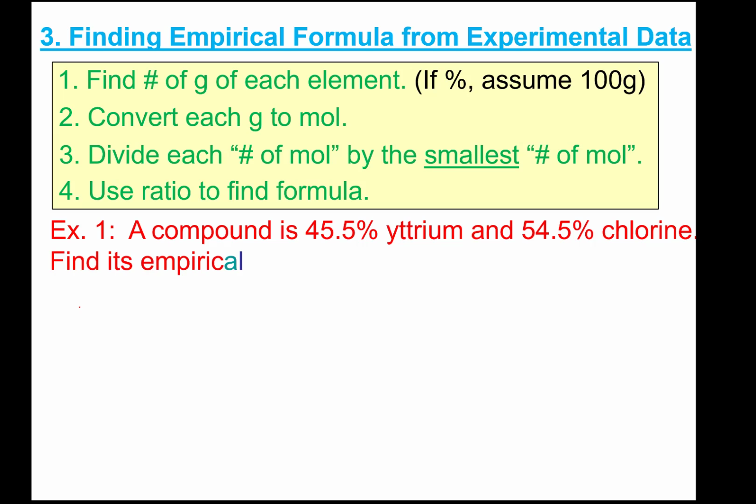Here's our example. A compound is 45.5% yttrium, 54.5% chlorine. Find its empirical formula. So first step is find the number of grams of each. We're given percentages. So obviously 45.5 and 54.5 add up to 100%. So we can just change these from percent signs to grams. So we have 45.5 grams of yttrium, which is capital Y, 54.5 grams of chlorine, Cl. So that's step one, percent to mass. Next step is mass to mole.